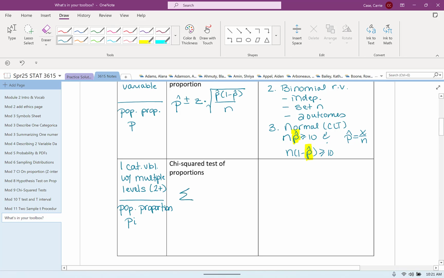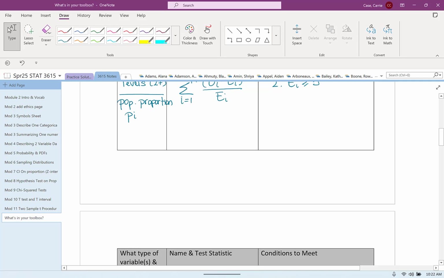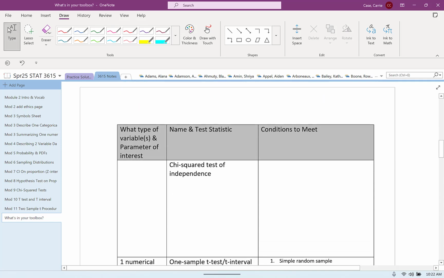Our test statistic is the sum from i equals 1 to k, that's the number of categories, of our observed counts minus our expected counts squared over the expected counts for each of our categories. The conditions here are pretty trivial. We just have to have some random sampling and that all of our expected counts have to be greater than or equal to 5.